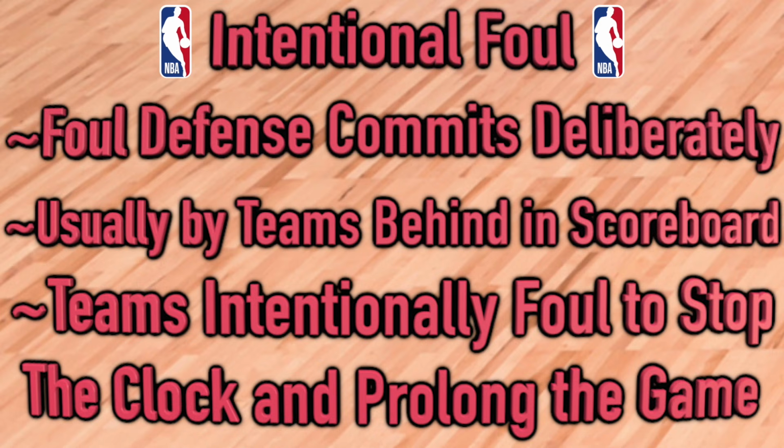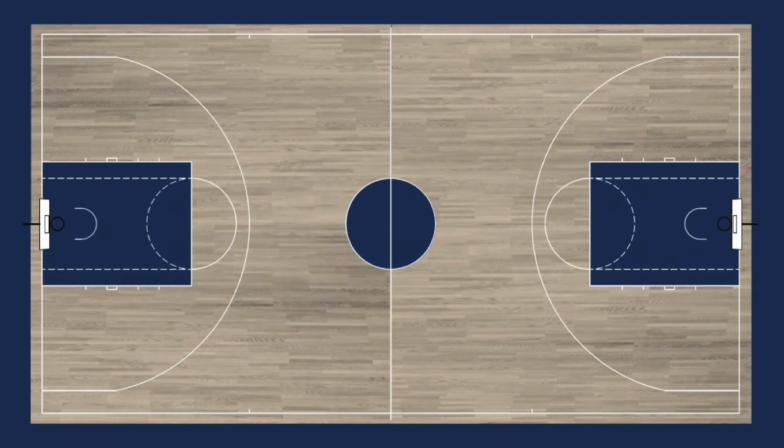Typically, you'll see this in the fourth quarter, late in games when teams behind on the scoreboard are trying to stop the clock and prolong the game. Their only hope is to intentionally foul and hope the other team misses free throws so they can regain possession and attempt a comeback. So those are most of the common fouls.